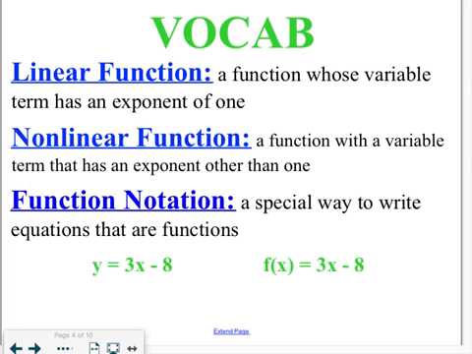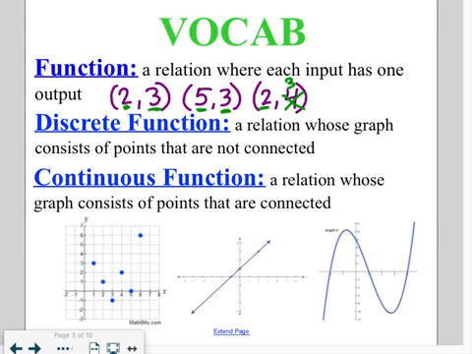The other type is nonlinear functions. We group all of those together if there is an exponent of something other than 1. It doesn't matter if it's 2, 1.5, negative 3. As long as the exponent is not 1, it is going to give us a nonlinear function. That example on the right is just one type of nonlinear functions. They can give us many different curves on a graph. This is just one example.